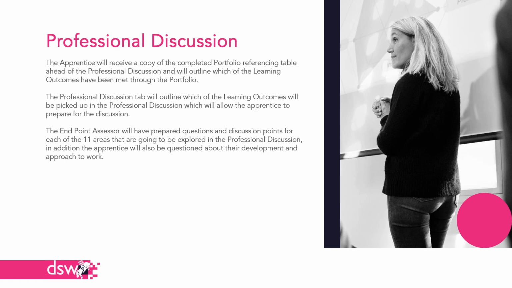The endpoint assessor will have prepared questions and discussion points for each of the 10 areas that are going to be explored in the professional discussion. In addition, the apprentice will also be questioned about their development and approach to work. The apprentice can bring notes to the professional discussion. The portfolio and discussion will be graded synoptically by the endpoint assessor based on the standard and grading criteria. Final judgment and the decision of the overall grade for the apprenticeship will be made by the endpoint assessor following completion of the professional discussion.